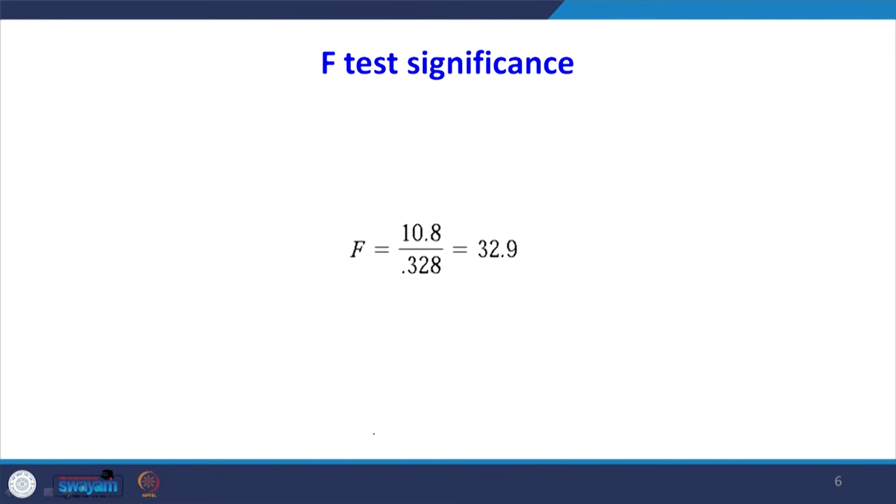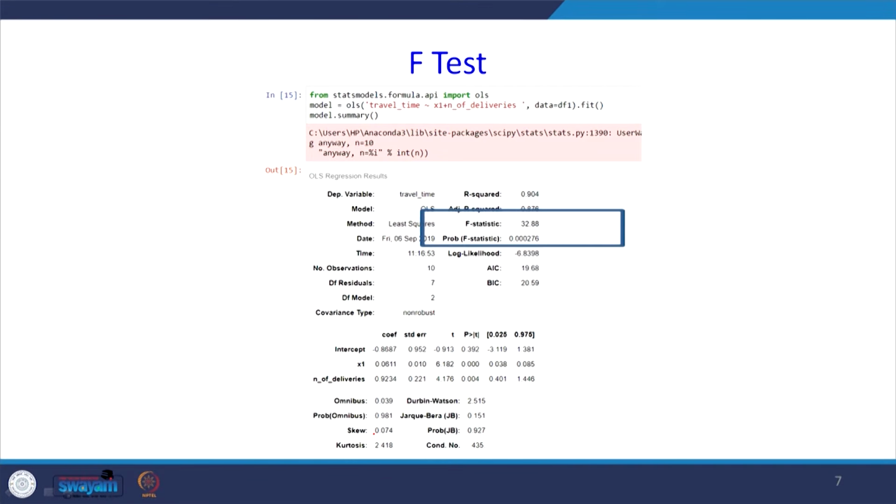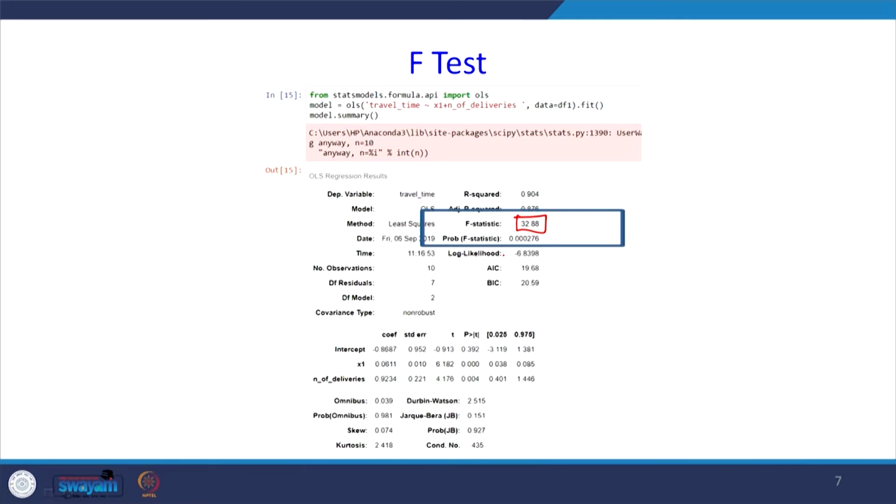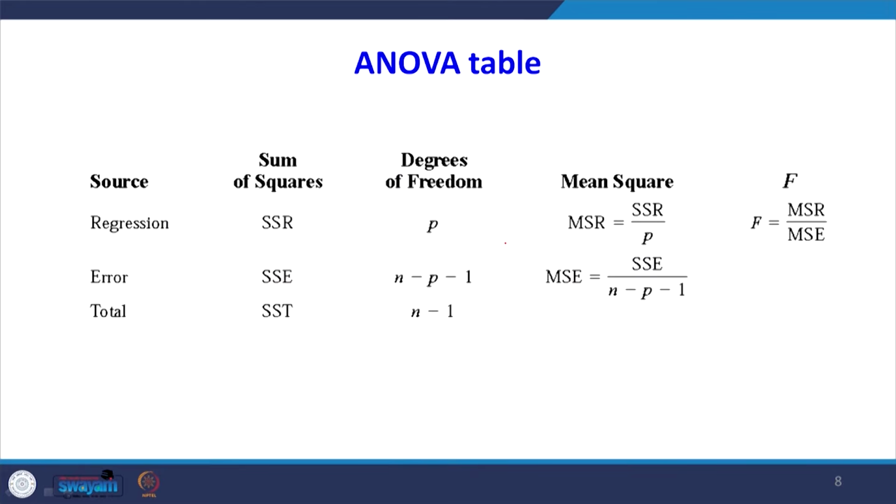So, we got F equal to 10.8 divided by 0.328, equal to 32.9. I will show you in the ANOVA table. You see that this F value, in the previous slide, is 32 point something; so this value 32.88 is approximately 32.9. Then you see here the p value, the probability of the F statistic, is less than 0.05 when alpha equals 5%. So, we have to reject our null hypothesis. This is the ANOVA regression table.